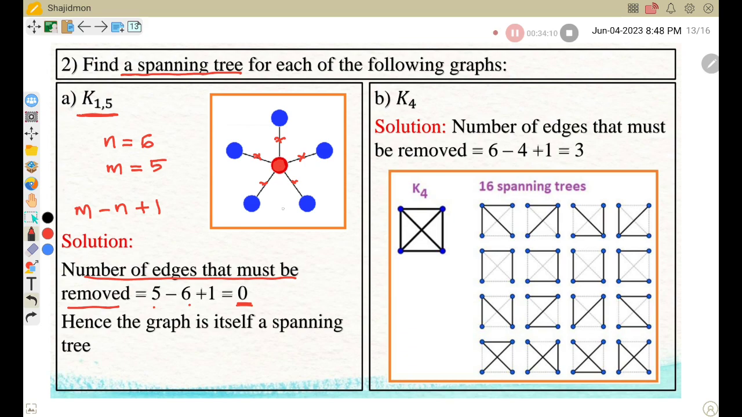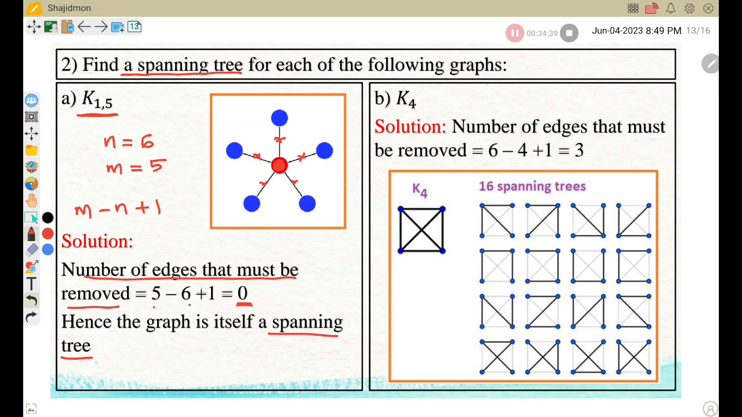There is no simple circuit. There is no loop or multiple edge. It is already connected. It is a tree already. That is why we get 0. If you get 0, it means the graph itself is a tree. And if the graph itself is a tree, it is a spanning tree. No need to find any other spanning tree. It is itself a spanning tree for that graph. So if the number of edges removed is 0, the graph itself is a spanning tree. We discussed that point just before.